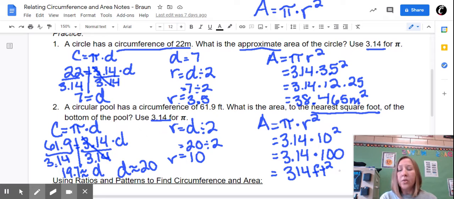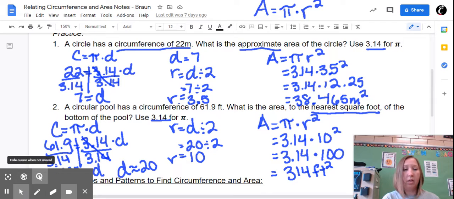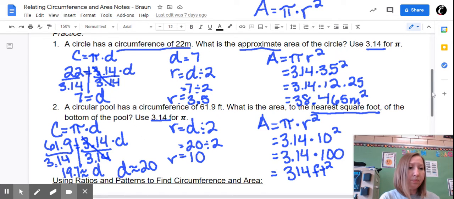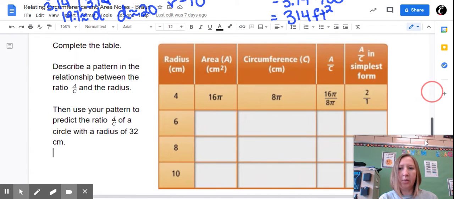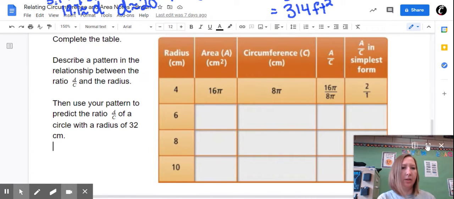Okay. So for the rest of the problems, we're going to kind of change gears a little bit, and we are going to use ratios and patterns to find circumference and area. So I'm going to scroll down and we're going to take a look at this table. I'm going to go ahead and delete my little video here just so we have enough space and you can see everything and I can write this all in.